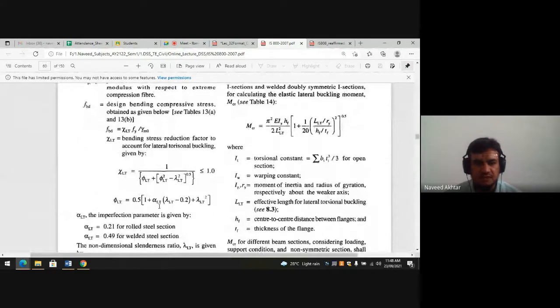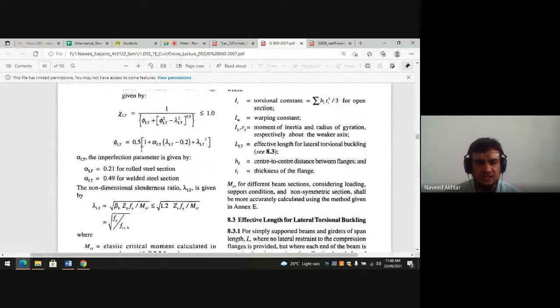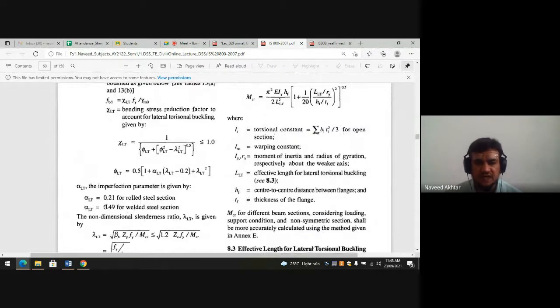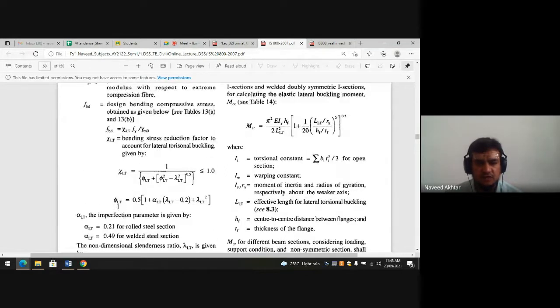If you know the FCRB value, you have to find alpha LT, which is 0.21 for rolled steel section, or if it is a built-up section, alpha LT is 0.49. Then you can find lambda LT, the square root of FY upon FCRB. From alpha LT and lambda LT you can find phi LT. Put the phi LT value in the XLT formula and find XLT into FY upon gamma m0. This is another equation without using the table.